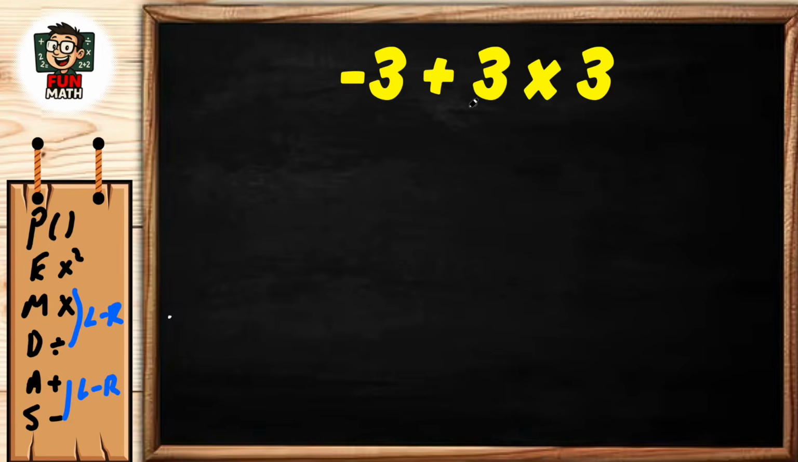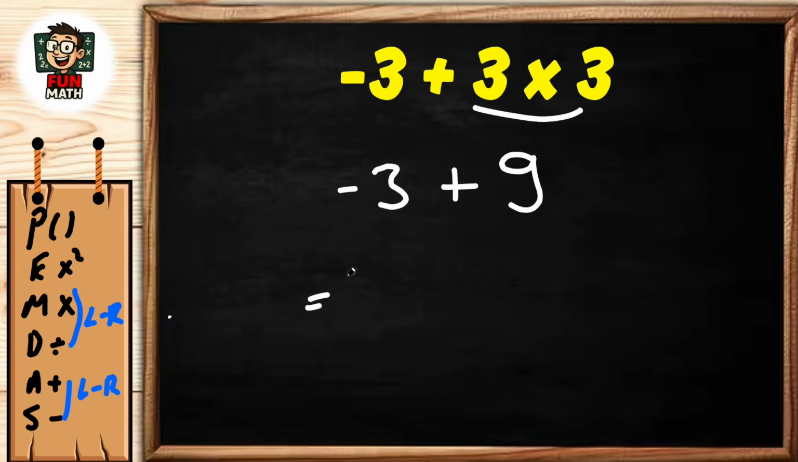Here's addition and multiplication. First, we do multiplication. 3 times 3 equals 9. Then we do addition. -3 plus 9. Here, -3 swallows 3 of +9. The answer is +6.